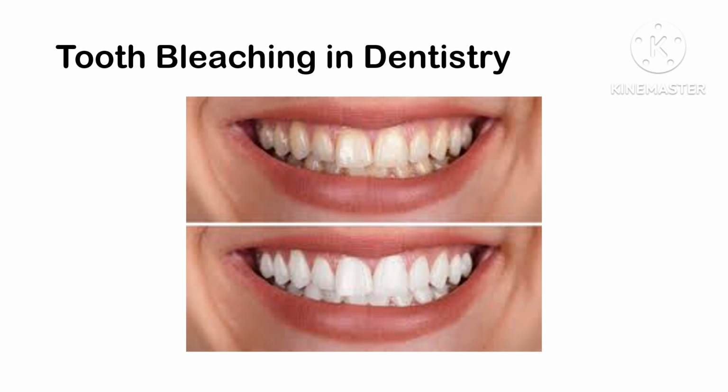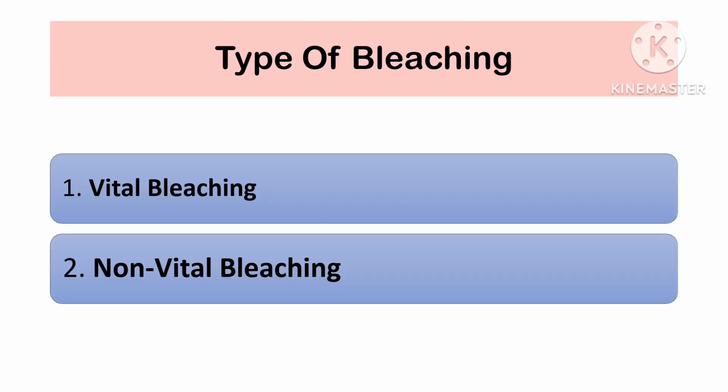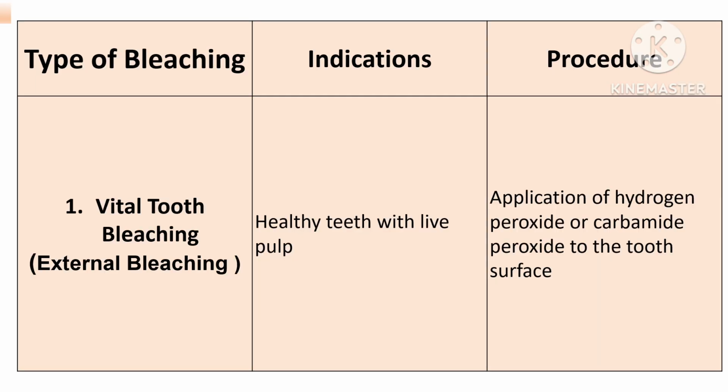However, there are two main categories of bleaching technique. First is vital tooth bleaching and the other is non-vital tooth bleaching. They both serve different purposes based on the health of the tooth and the underlying cause of the discoloration. First of all, we will talk about vital tooth bleaching. Vital tooth bleaching is indicated for teeth that have live pulp, meaning the tooth is still healthy and functional.